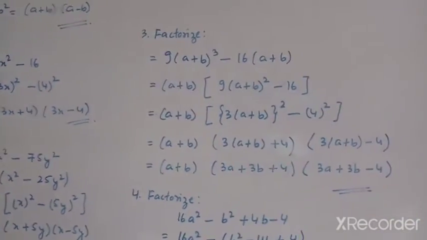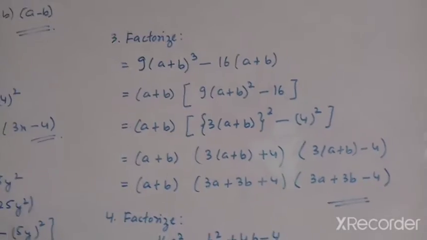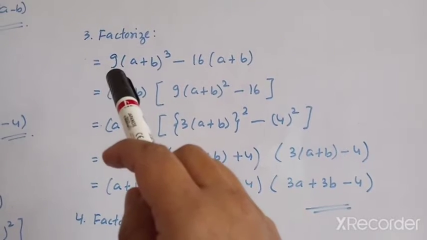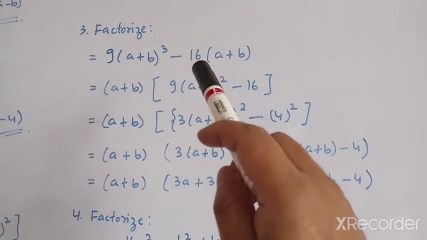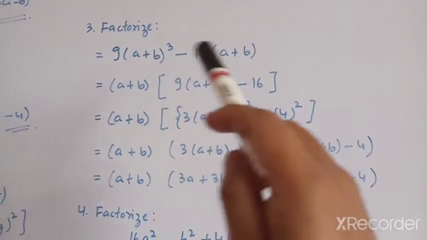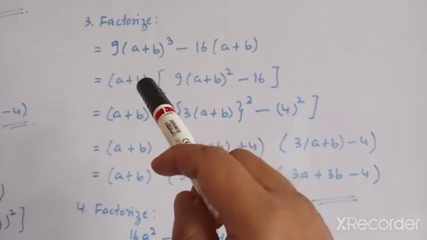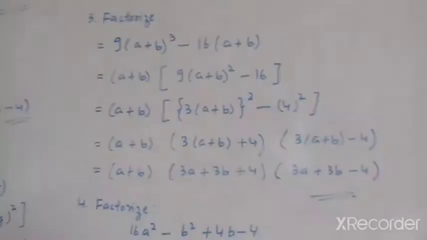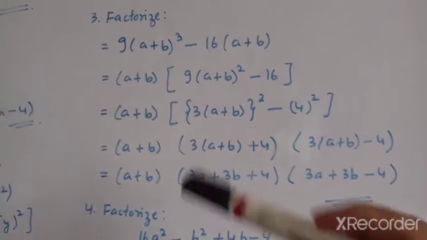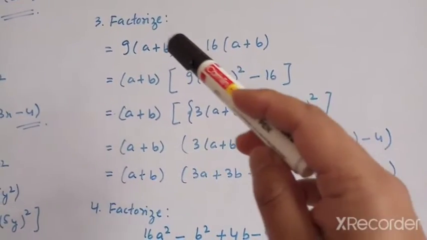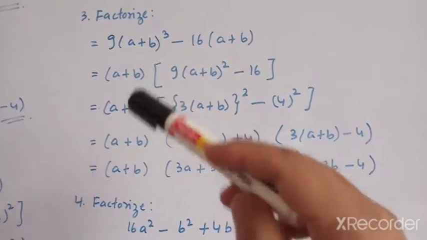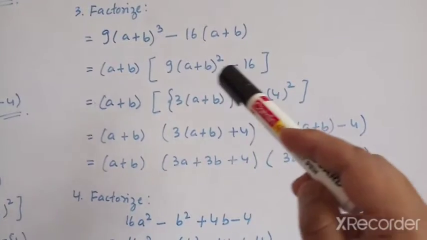Now similarly have a look at the third question. You got here 9 into (a plus b) whole cube minus 16 into (a plus b). Now 9 is a perfect square, 3 into 3, and 16 is also a perfect square, 4 into 4. But here we got (a plus b) cube, and here we got (a plus b). These two are not perfect squares, so we will take this out. In both we find a plus b, so we can take out a plus b common. The minimum power will come out as common. After this we find 9 into (a plus b) square is left from the cube, and if one is out, you get minus 16. Now if you look at these two terms, they are perfect squares.